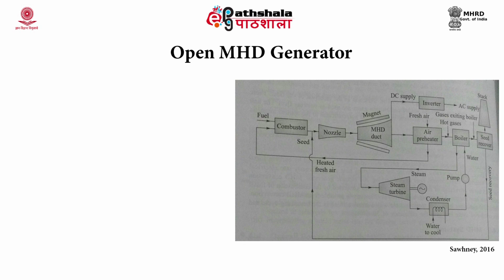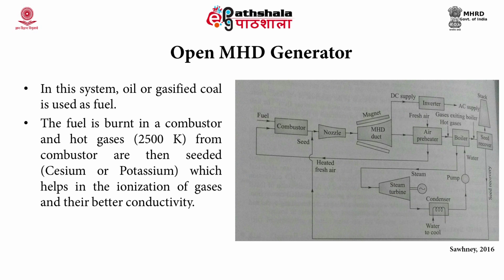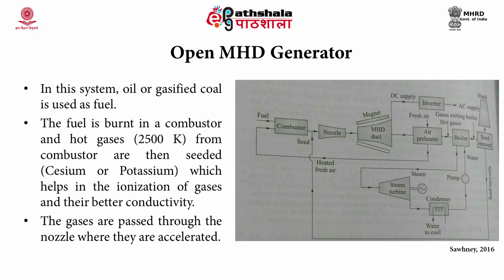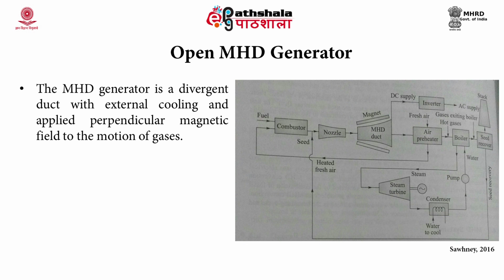Let's see in detail the open cycle MHD generator. The arrangement in the open cycle system is shown in the figure. In this system, oil or gasified coal is used as fuel. The fuel is burned in a combustor and hot gases at around 2500 Kelvin from the combustor are then seeded, which helps in the ionization of gases and their better conductivity. The gases are passed through the nozzle where they are accelerated. The MHD generator is a divergent duct with external cooling and an applied magnetic field perpendicular to the motion of gases.